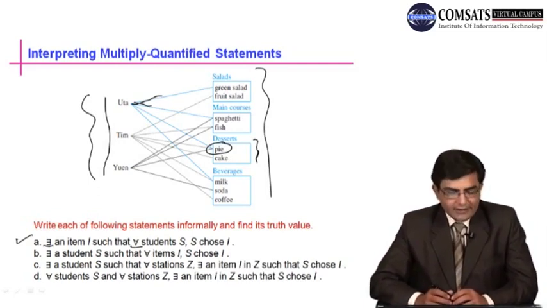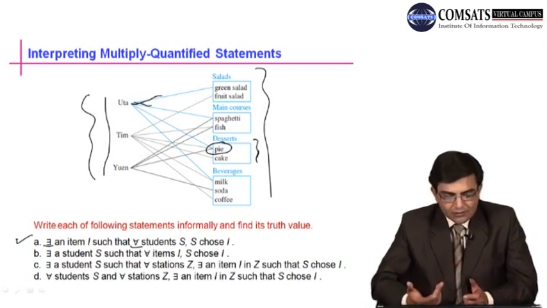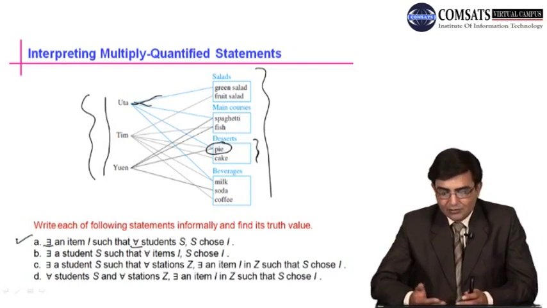Now we come to the second statement, B. There exists a student S such that for all items I, S chooses I. Now what does it mean? Informally, there is at least one student such that for all items I, S chooses I, meaning there is a student who chooses every item.